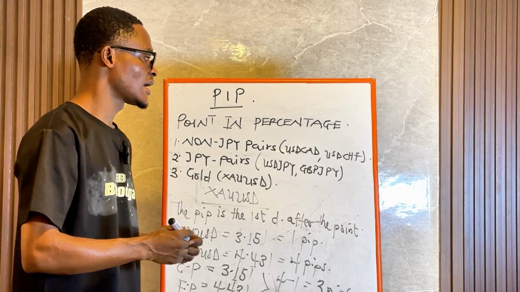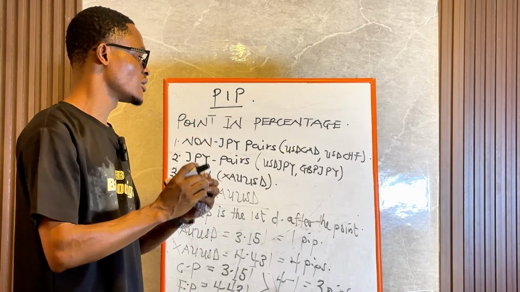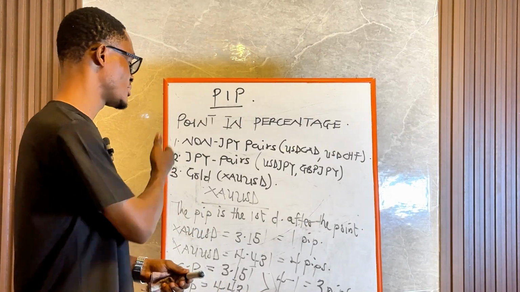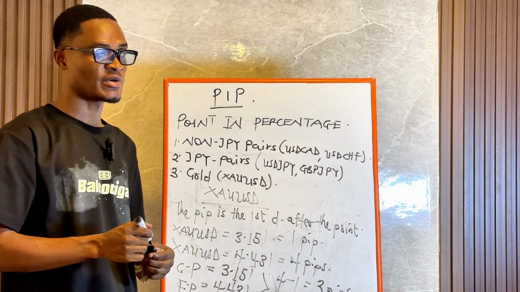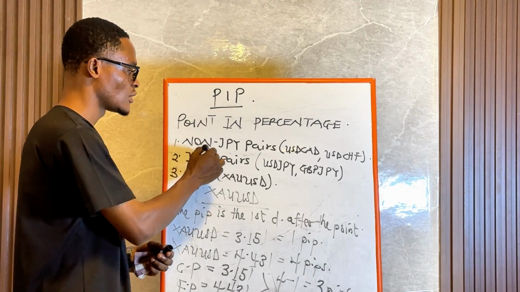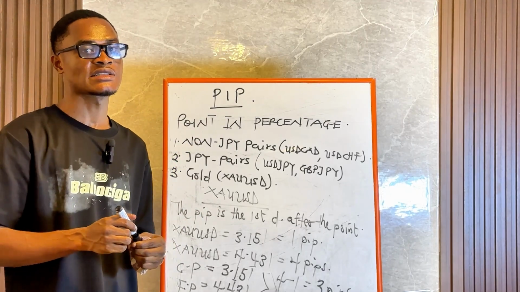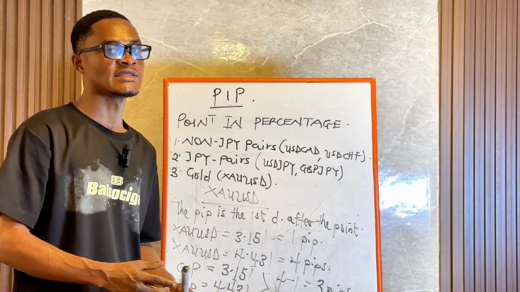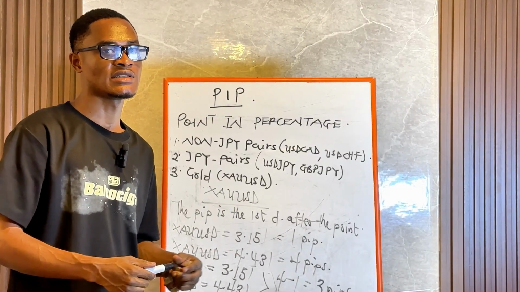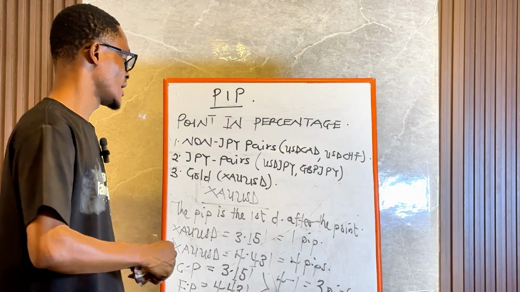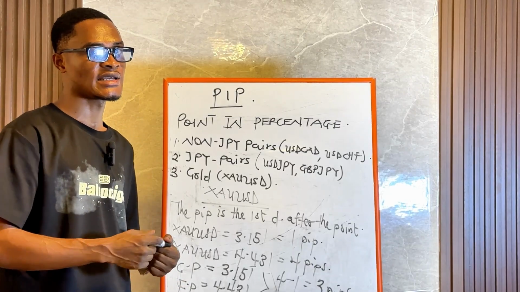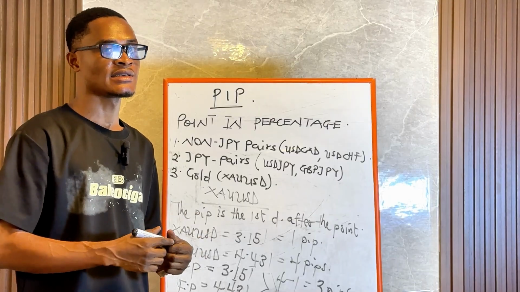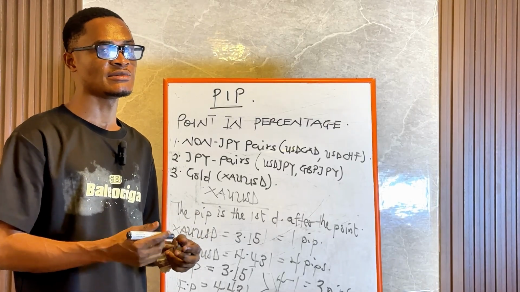So in summary, I said I'm going to restrict myself to the ways to calculate pips for these particular currency pairs. The first one is the non-JPY pairs, which are pairs that do not include the JPY. Examples: USD CAD, USD CHF, USD NZD. And the second one is the JPY pairs, which include the JPY. Examples are USD JPY, CAD JPY, GBP JPY.